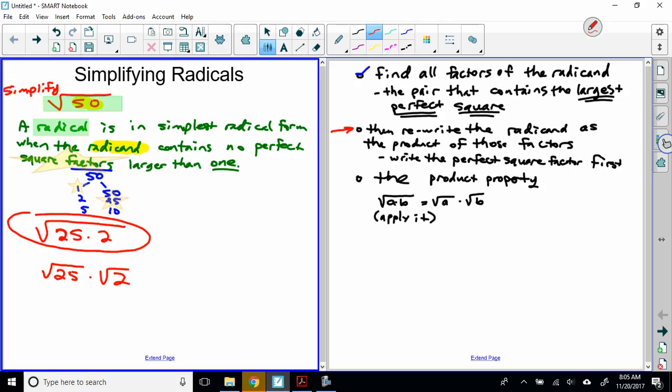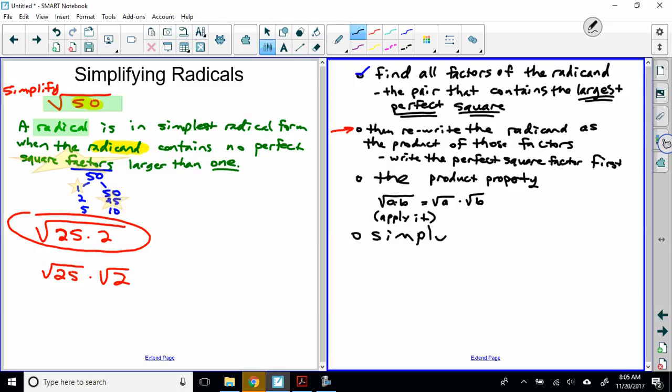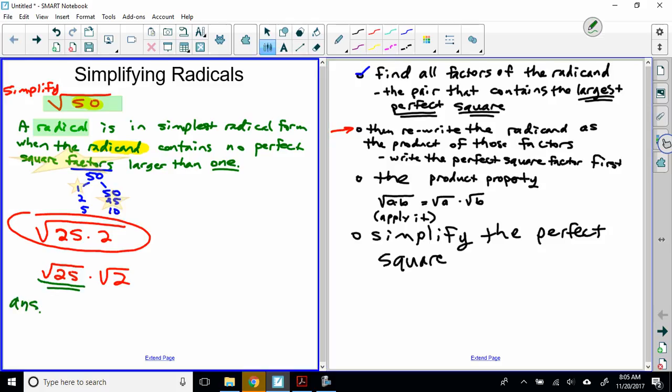The last step then is quite simple. Simplify the perfect square. So we know that the square root of 25 is just a number, right? What is the square root of 25? 5. Good. So in our final answer, the square root of 25 becomes just 5. The square root of 2, there's really nothing to do to it, and it remains as the square root of 2. It is 5 radical 2.